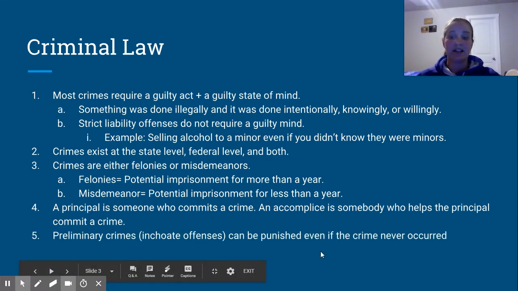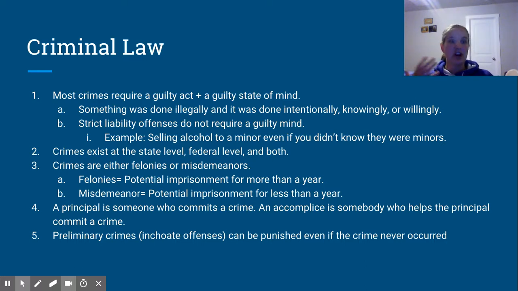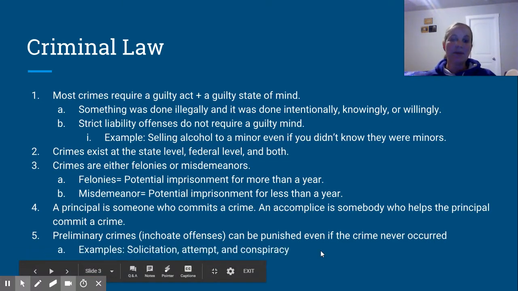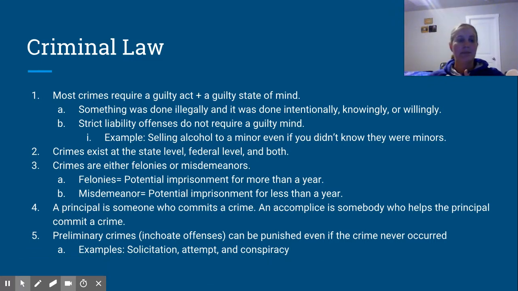And the last part of this section is about preliminary crimes. You can be charged with a crime even if you didn't commit the crime itself. It's called an inchoate offense. It's when you planned a crime, you thought of a crime, you wanted to commit this crime, you started the planning process, but you didn't follow through. You can be punished even if the crime never occurred. Some examples of these are solicitation, attempt, and conspiracy. And you'll learn a little more in detail what each of those are as you do your textbook readings.